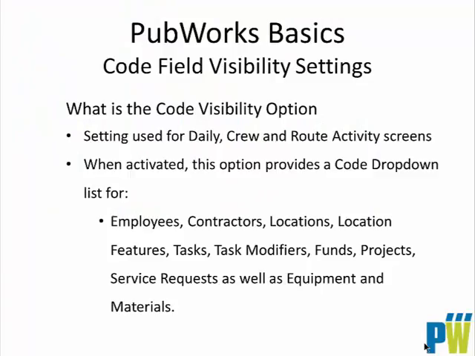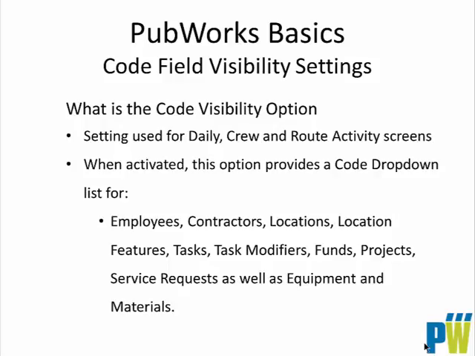So what is the code visibility option? Well, it's a setting for our core product, which includes daily, crew, and route activity screens. And what it does is it allows you to either see the code or not see the code. And what I mean by that is in PubWorks, everything has a code as well as a name.